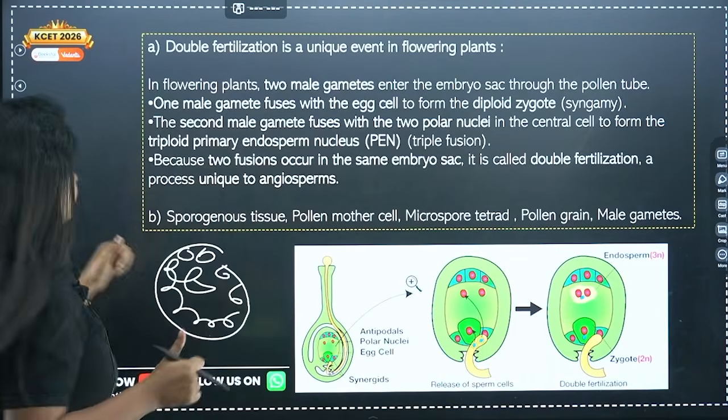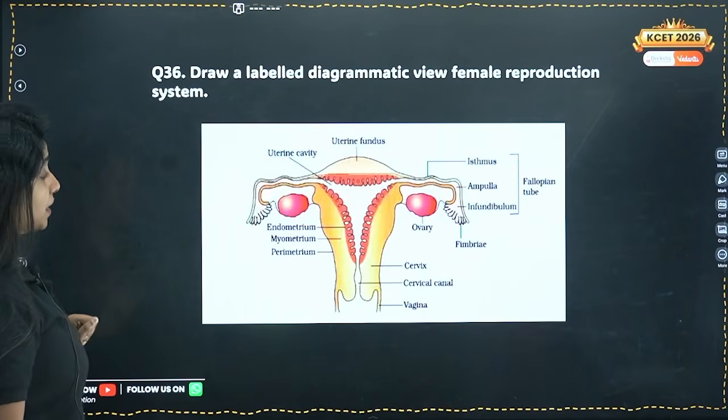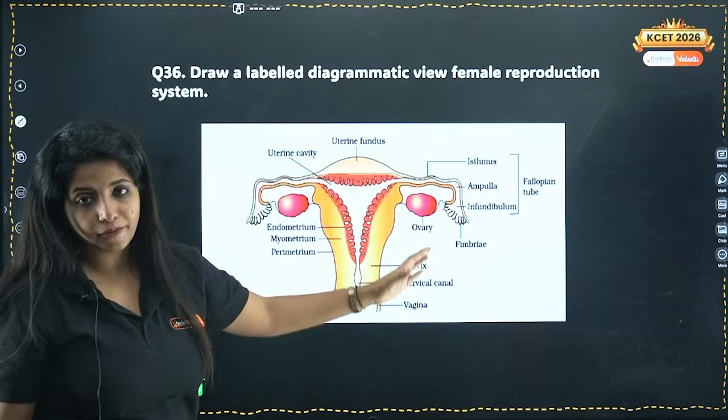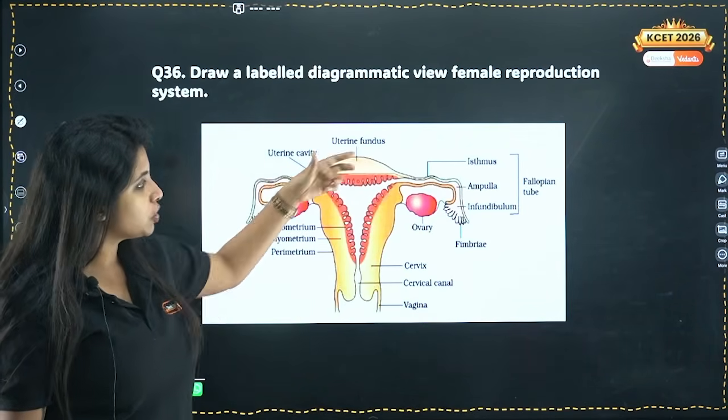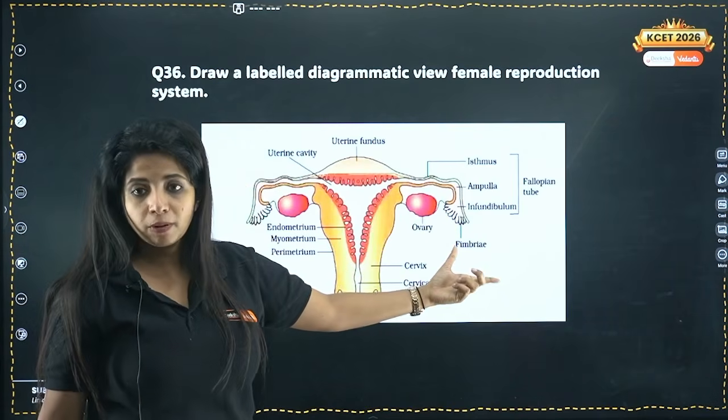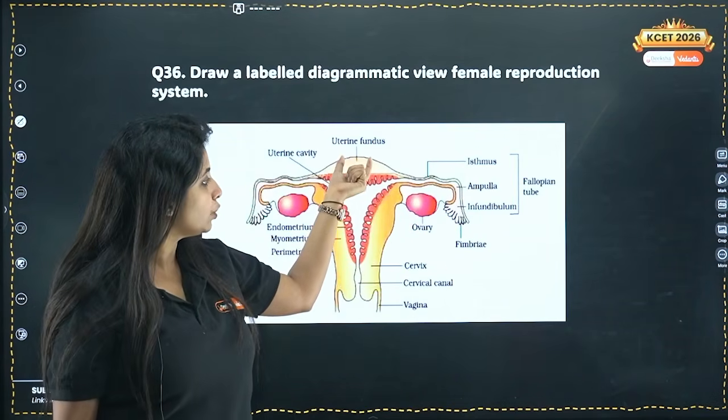Okay? Next. Draw a labeled diagrammatic view of the female reproductive system. Over here you have to draw like that. Oviduct, make sure you mention isthmus, ampulla and infundibulum. Infundibulum has finger-like projections known as fimbriae. Over here you have the ovary. This is the uterine fundus.